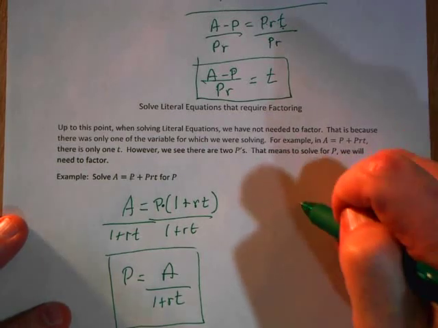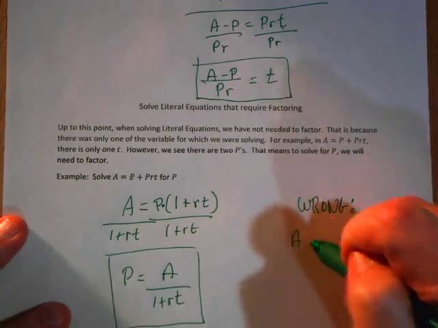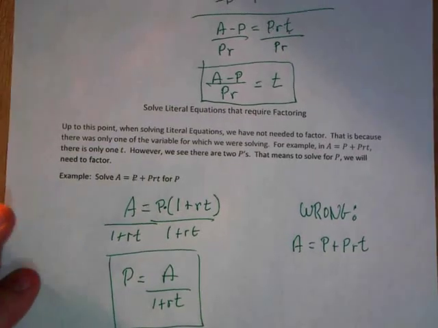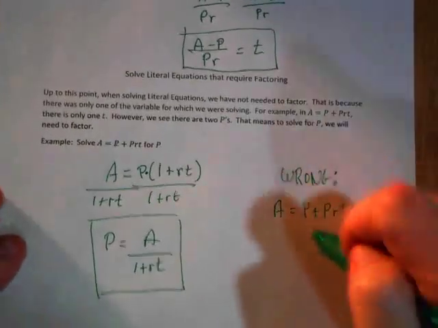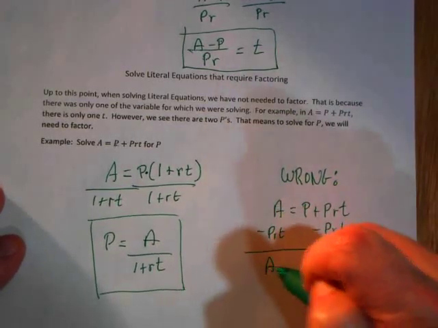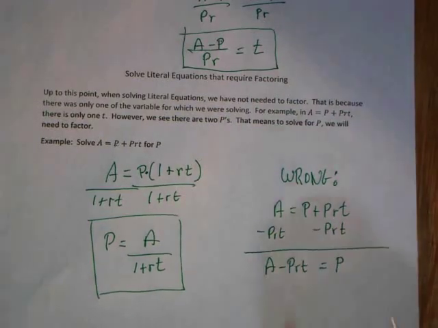Now, I want to point out a very common mistake that students make. This is going to be wrong, and I'll talk about why it's wrong. A lot of students would say, well, I'm just going to take this and subtract prt on both sides and write a minus prt equals p. And say, hey, I'm done. I solved for p. I have p all by itself over here.